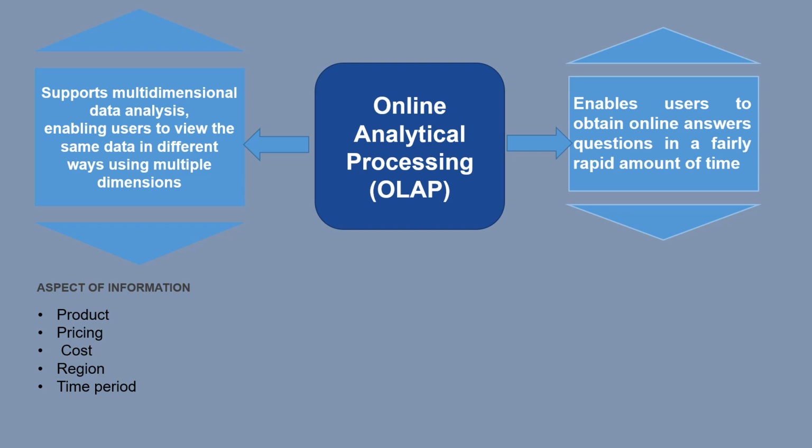So for example, in their technological aspects, they want to identify how many were sold of a specific Sony television in a certain quarter. This type of tool should be used. There are actually aspects of information that are considered in this type of tool. Of course, we have the product, the pricing, the cost, the region, and of course, the time or period.